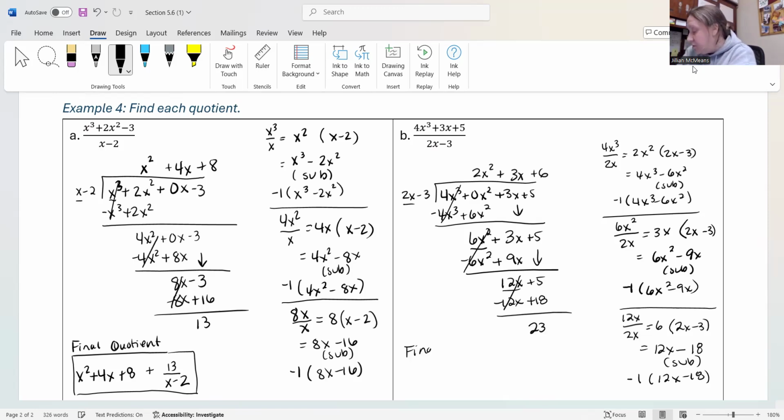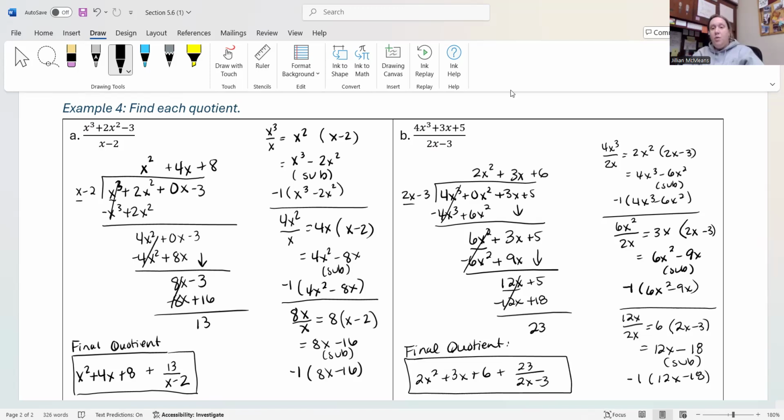So the final quotient is the quotient from the long division, so 2x squared plus 3x plus 6. And then because we do have a true remainder, we're going to go plus remainder, 23, over divisor, 2x minus 3. And this is the final answer.